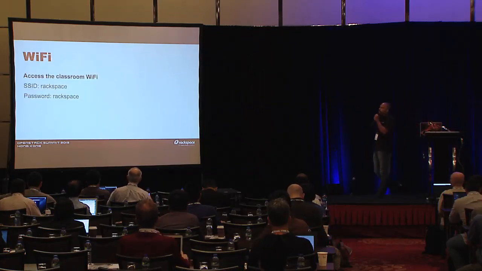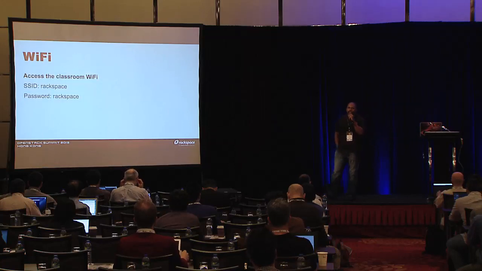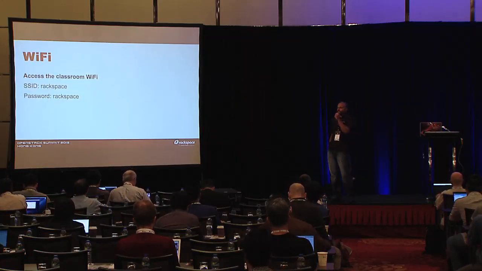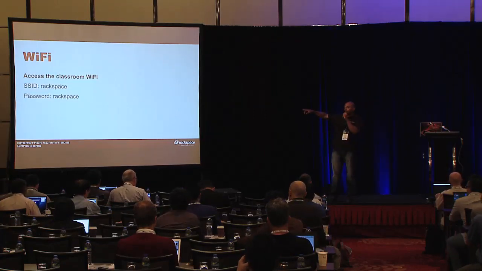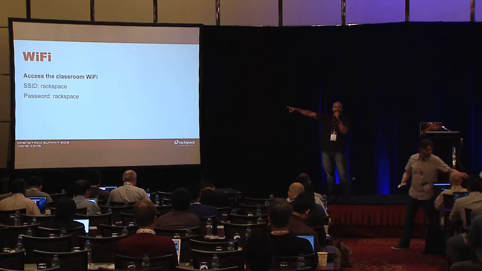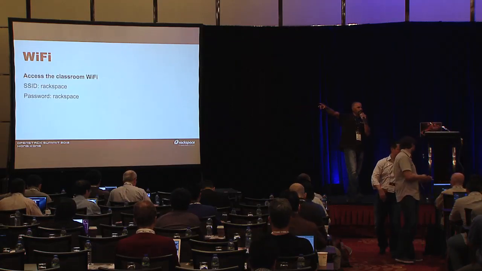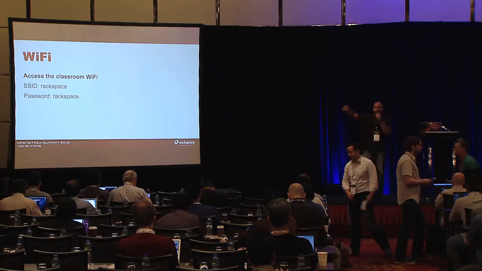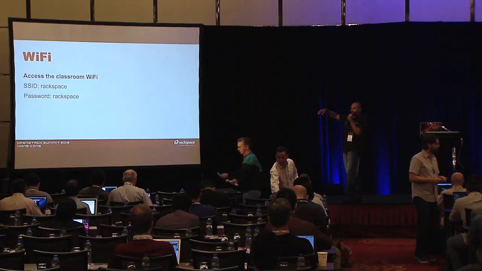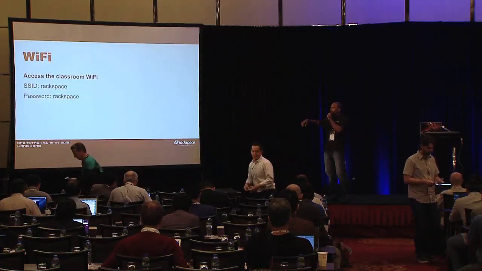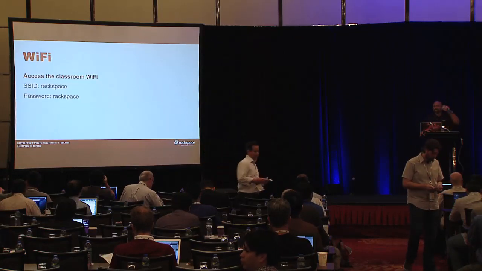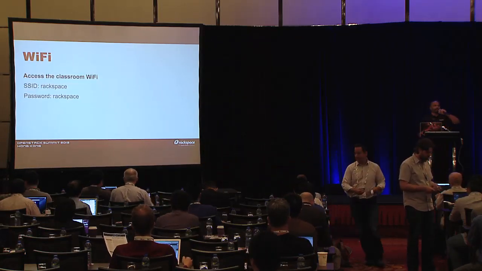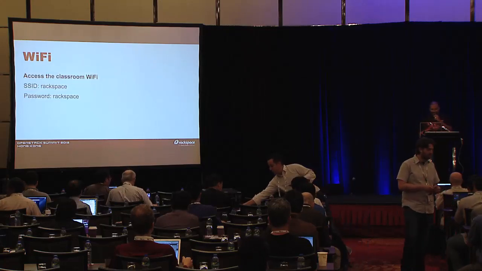We have a Wi-Fi running under the SSID of Rackspace. The password is also Rackspace. So if you want to do this hands-on lab, you need to be on Rackspace. This is different from the conference Wi-Fi. This is an internal closed Wi-Fi that's connected to our SeaMicro back there. What's the SSID? What's the password? All right, y'all are with me, good.